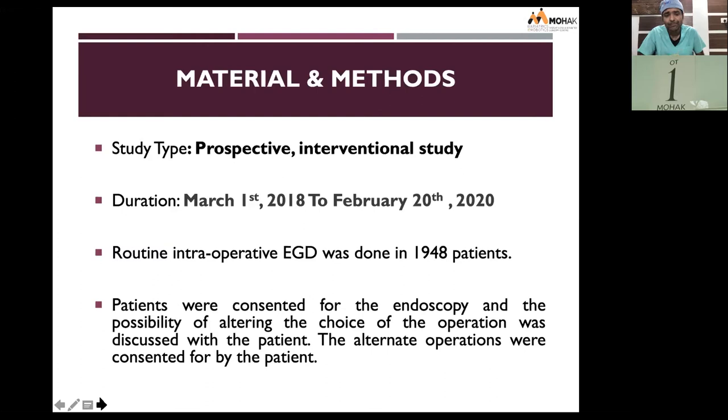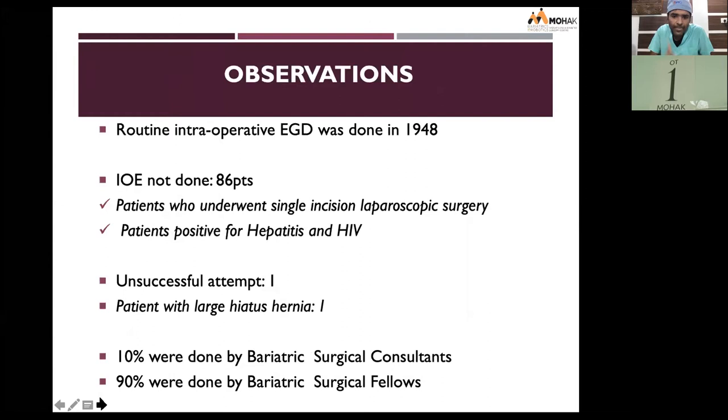We did routine intraoperative endoscopy in 1948 patients, which is a huge data. The patients were consented for endoscopy, and the possibility of altering the choice of operation was discussed with the patient. The alternative options were also consented by the patient. We took ethical clearance for all of this. We discussed with the patient that we have to alter the procedure depending on the endoscopic findings present inside.